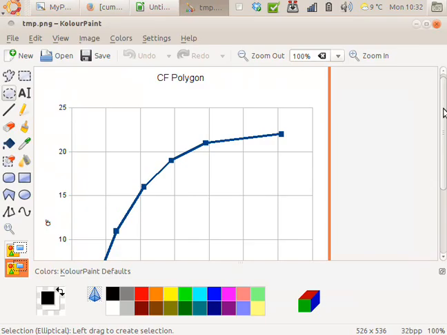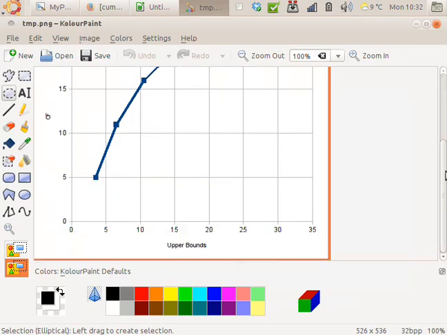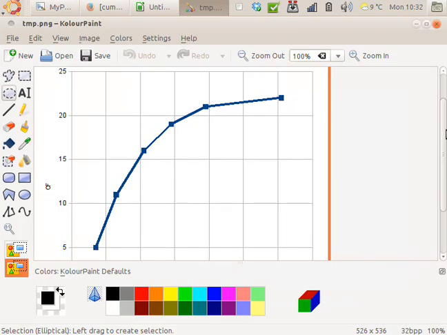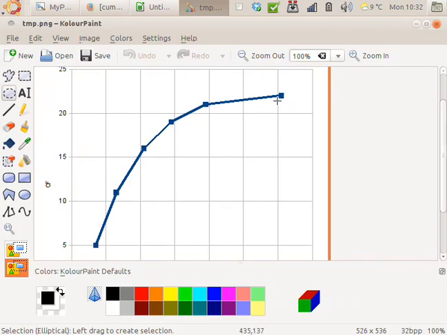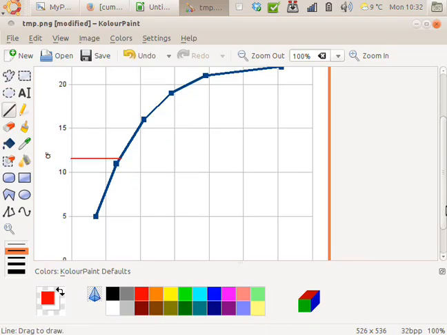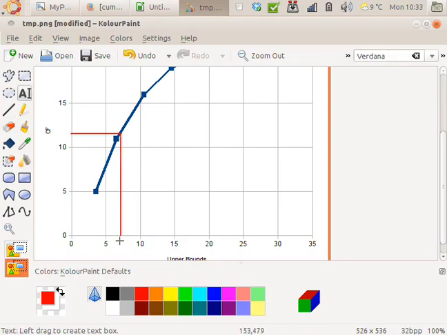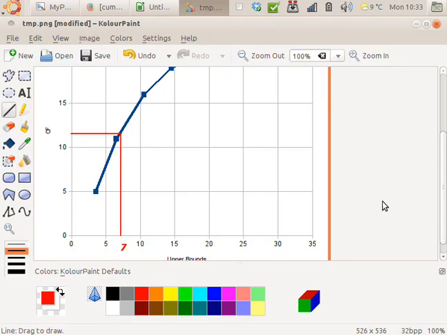Okay, so there's the cumulative frequency graph, the bounds on the x-axis, the cumulative frequency there. So how do you get the median? Well, the biggest value is 22, so what you do is you go to half that on the y-axis, which would be 11, so that'd be about there. And then you go across to your graph, and then you go straight down. So this number here, which is about 7, that's the median. So the median is 7.